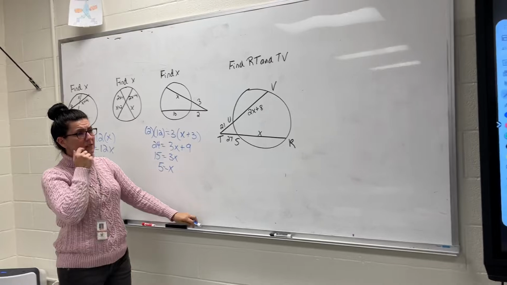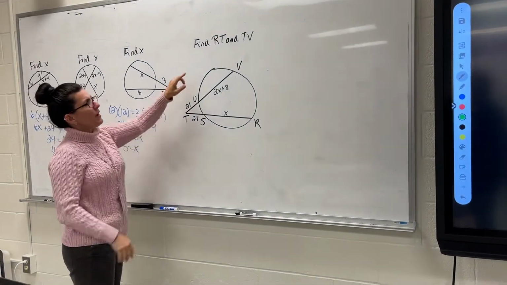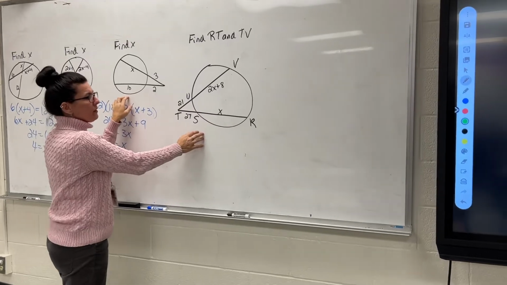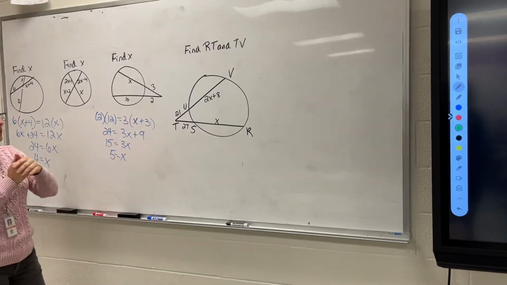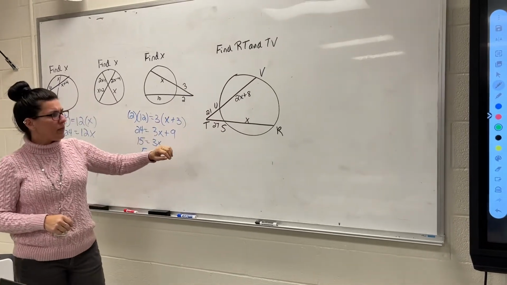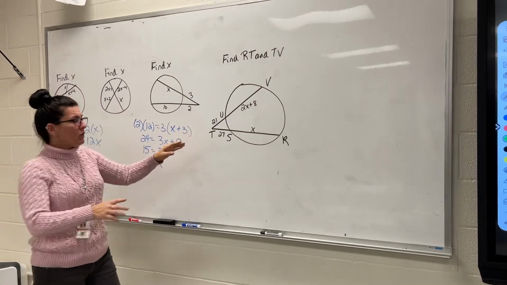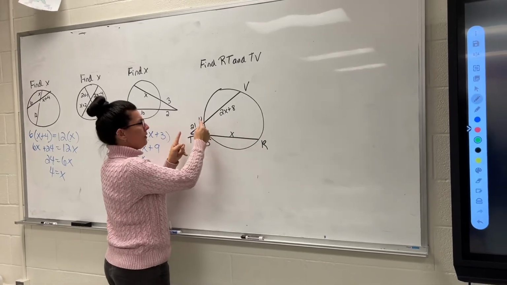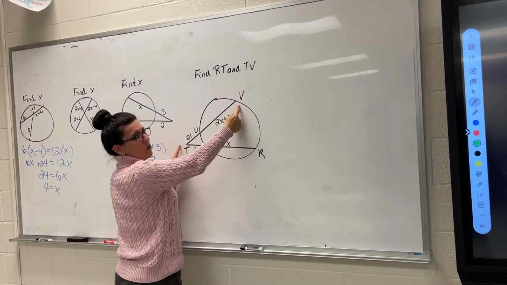Look at the next one. This is a similar kind of problem, but they're asking you to find RT and TV. These two are set up in the same way. The only difference is we're going to find x, and then we're going to plug it back in to actually find that length. I'm going to do this one on the TV to give me a lot of room to set this up. So the same thing, outside part times the whole, outside part times the whole.